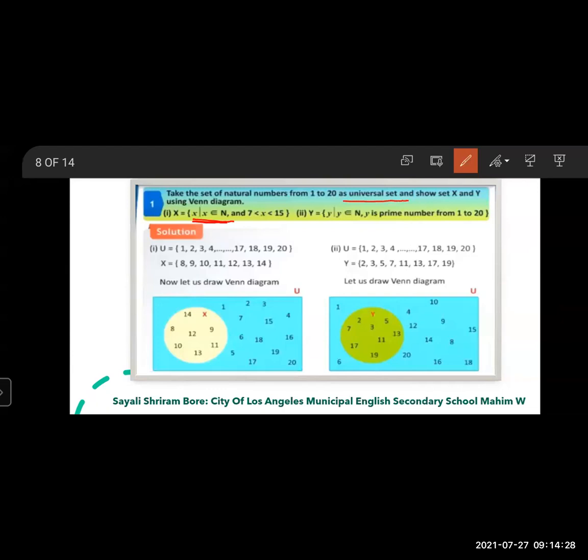But this X, it lies between from where to where? From 7 to 15. Now here you can see that is 7 less than X less than 15. So that means you will not include 7 and 15 in the set. Okay, so how will you write it in the listing method?